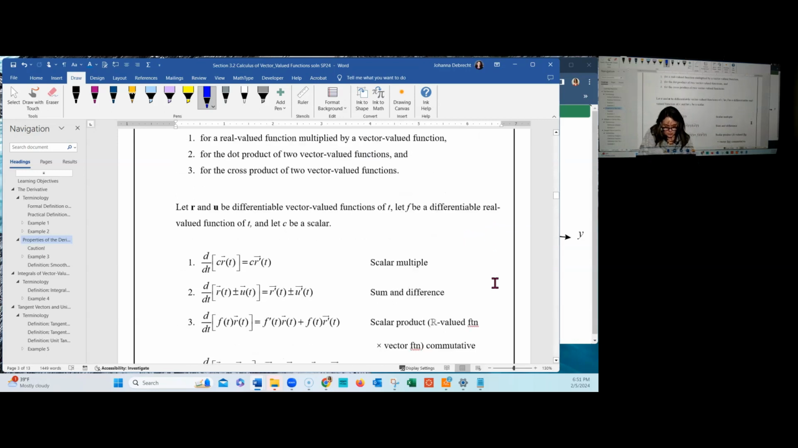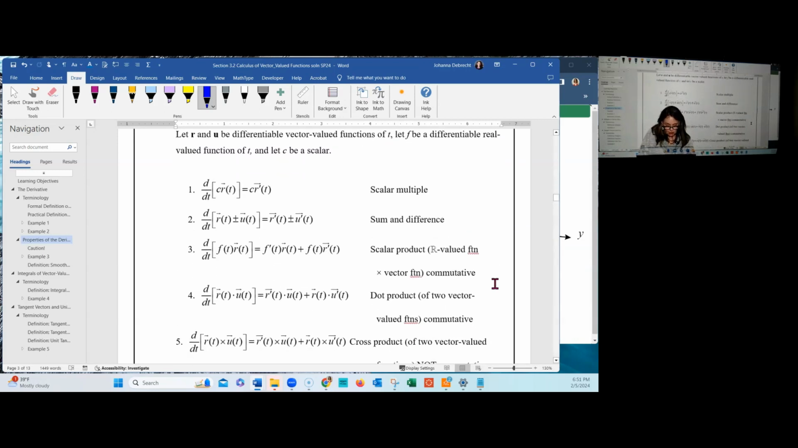So we're going to start by letting r and u be differentiable vector valued functions of t. And we're going to let f be a differentiable real valued function of t. So f of t is like an f of t from college algebra or calculus 1, right? Just a regular old function of t, not a vector value, just a real one. Put in a real, get out a real. And we're going to let c be a scalar.